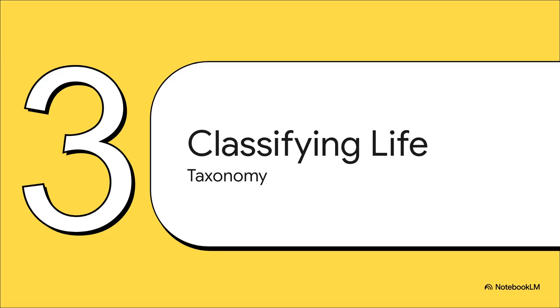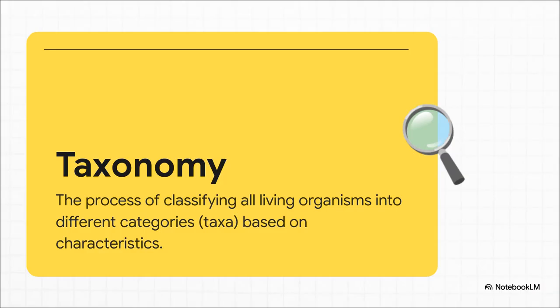That's nomenclature, but just giving names to millions of species isn't enough. We have to organize them too. I mean, imagine a giant library with millions of books just thrown in a pile. That's where our next big idea comes in, taxonomy. So taxonomy is basically the science of classification.